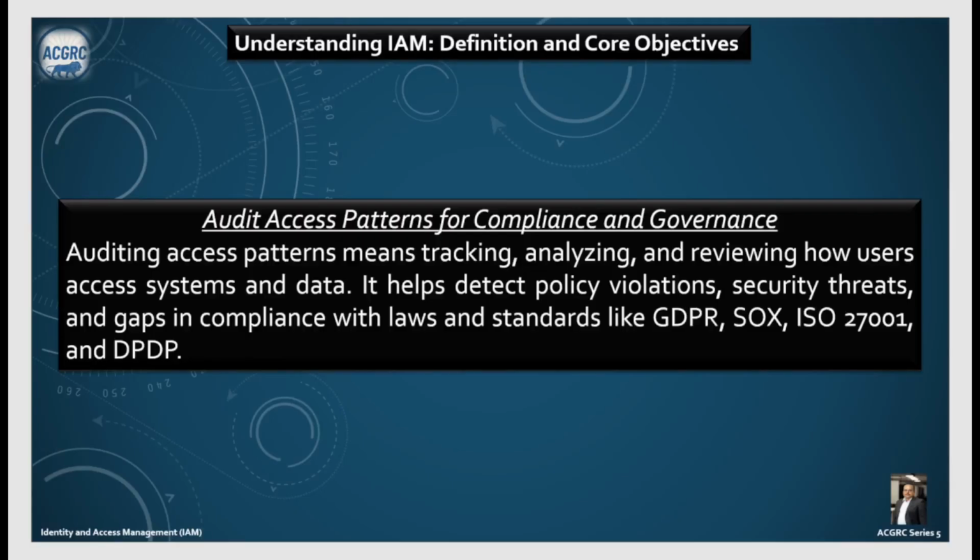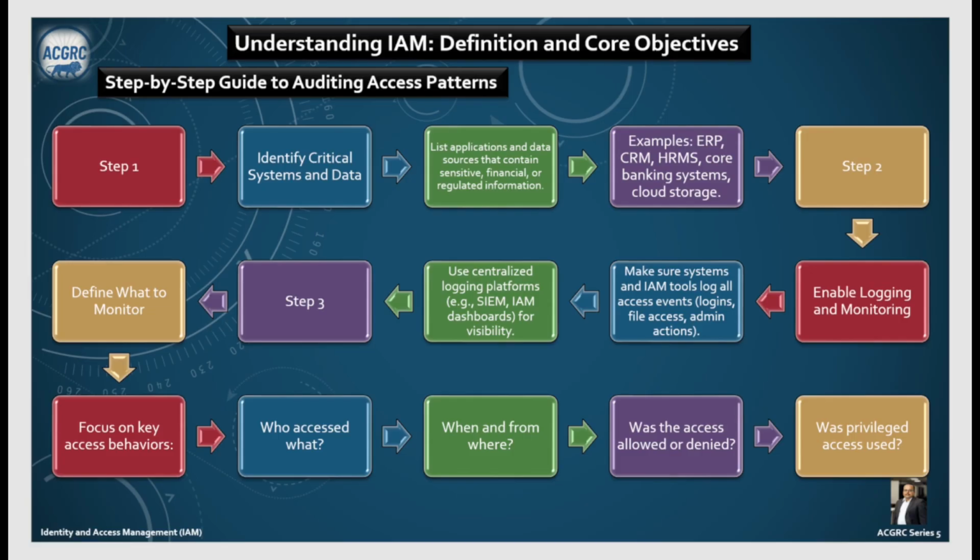Auditing access patterns means tracking, analyzing, and reviewing how users access systems and data. It helps detect policy violations, security threats, and gaps in compliance with laws and standards like GDPR, SOX, ISO 27001, and DPDP, as an example. So now let's look at how you audit access patterns for compliance and governance. We'll go through a series of checks or steps. The first is identifying critical systems and data.